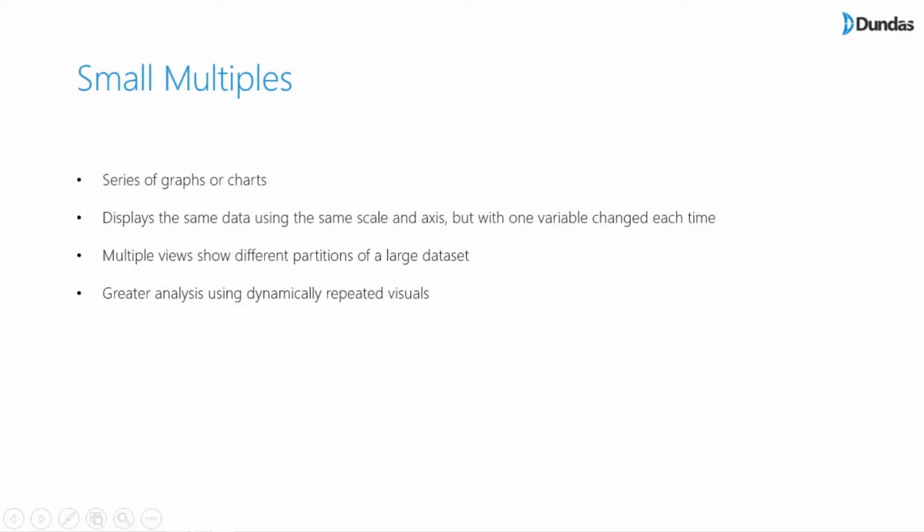Small multiples are a series of graphs or charts that may be referred to as trellis charts, lattice charts, grid charts, or panel charts. It's a type of view that can be defined as a series of some visualization that displays the same data using the same scale and axis, but with one variable changed each time. This allows them to be easily compared. In other words, small multiples use multiple views to show different partitions of a large dataset and allow for greater analysis using dynamically repeated visuals.